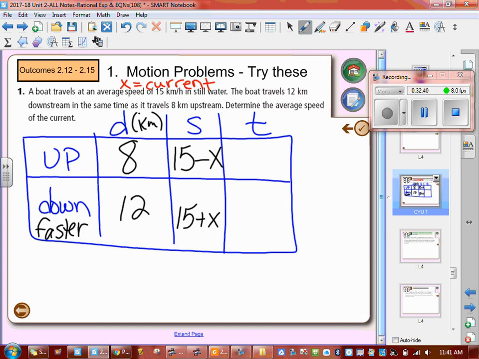Now we're going to do time. Time is always distance over speed. So we just set up our ratio. This is going to be 8 over 15 minus x, and this is going to be 12 over 15 plus x.